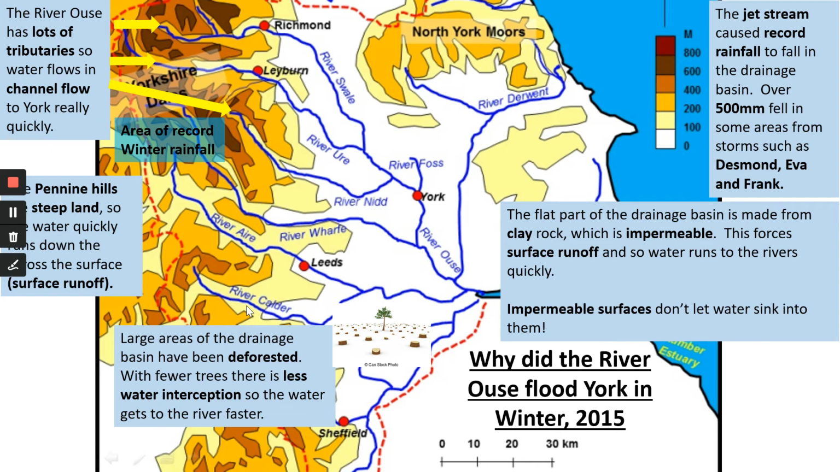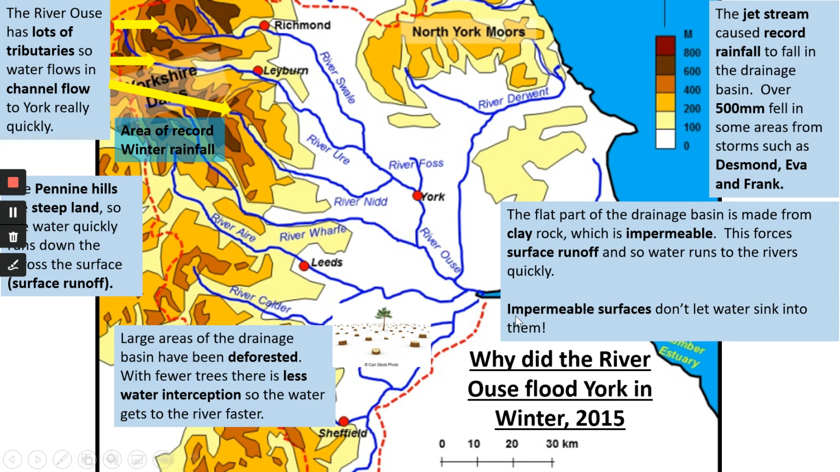However, there are other reasons why the water got into the river really quickly. There are some areas of the River Ouse's drainage basin that is really steep land, and if the land is steep, the water doesn't have time to sink in, so it flows across the surface and into the rivers. There are also lots of smaller feeder rivers called tributaries that run into the River Ouse. It has lots of tributaries, and so the water gets into the River Ouse and gets into York really quickly by just flowing through the tributaries.